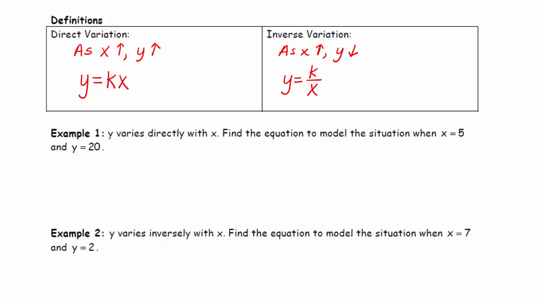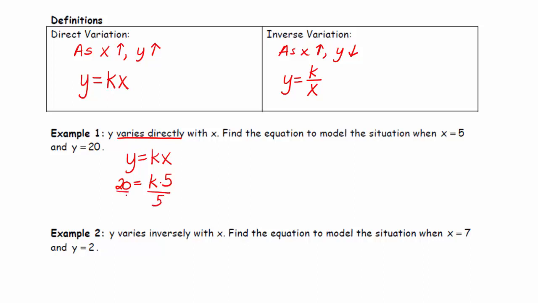Example 1, y varies directly with x. So as soon as we see varies directly, we know that we're going to use this setup here. So let me write that down. Find the equation to model the situation when x is 5 and y is 20. So they're giving us an x and a y value. That way we can find what k is. So let's plug in 20 for the y. We don't know k, and x is 5. So let's solve for k.